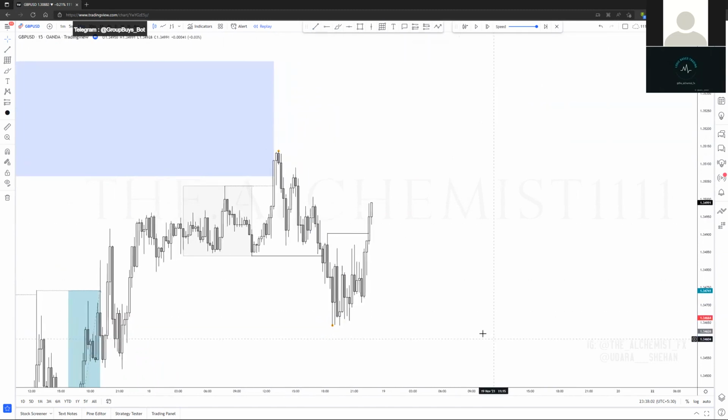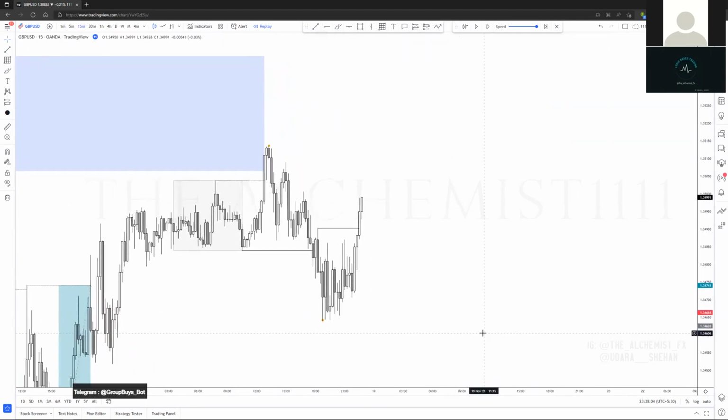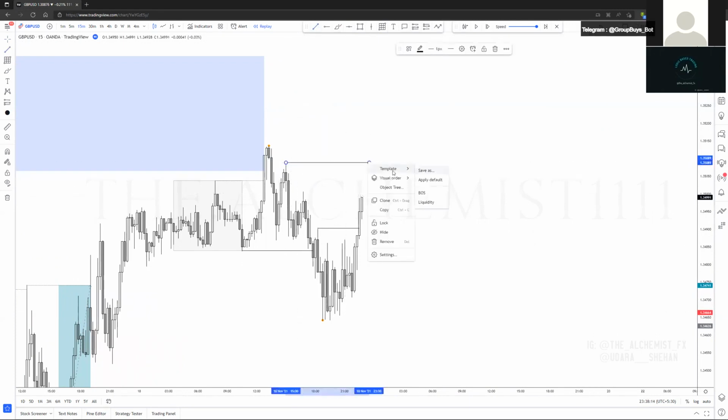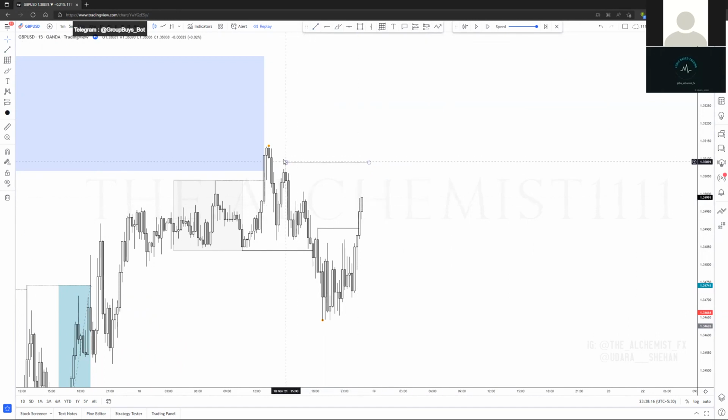Now you know the drill, right? What are you going to wait for? You're going to wait for the internal range liquidity to get taken out. So what is the internal range liquidity? Swing highs, right? We have two ones here. Exactly. Internal range liquidity. See that? Now, why are we expecting this to get taken out?